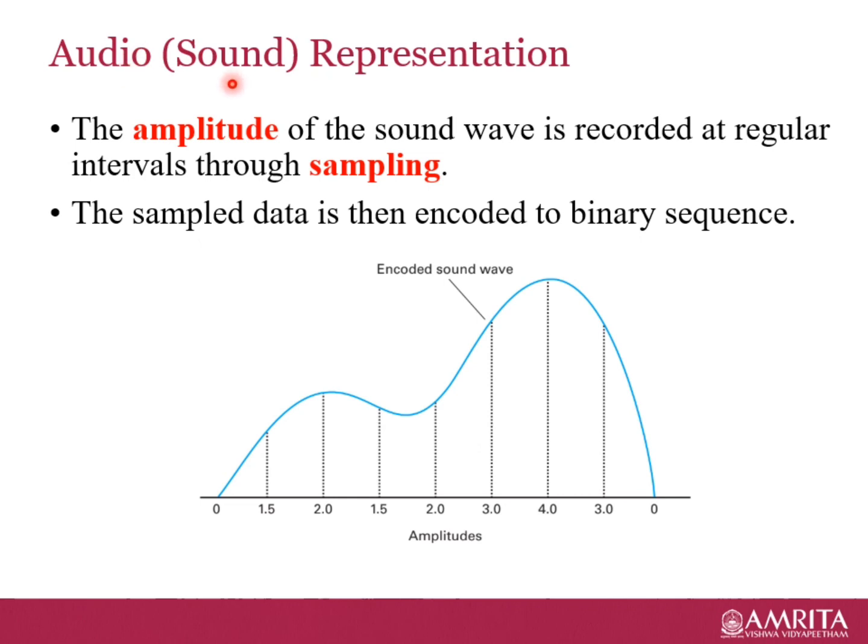We can now discuss how the audio or the sound data is represented into its binary equivalent. So sound is an analog data which has to be digitized in order for storing it inside a digital computer. For digitizing, we use a technique called sampling, where the amplitude of the sound wave is recorded at regular intervals. And the sample data is just numbers like this, which contain the amplitude at those regular intervals.